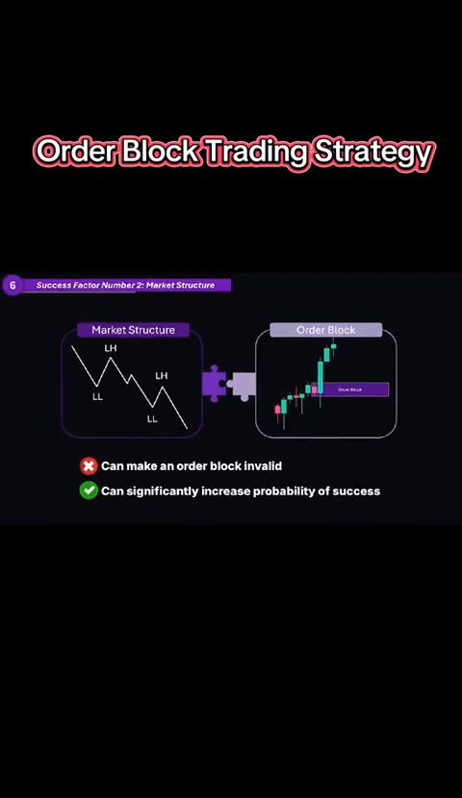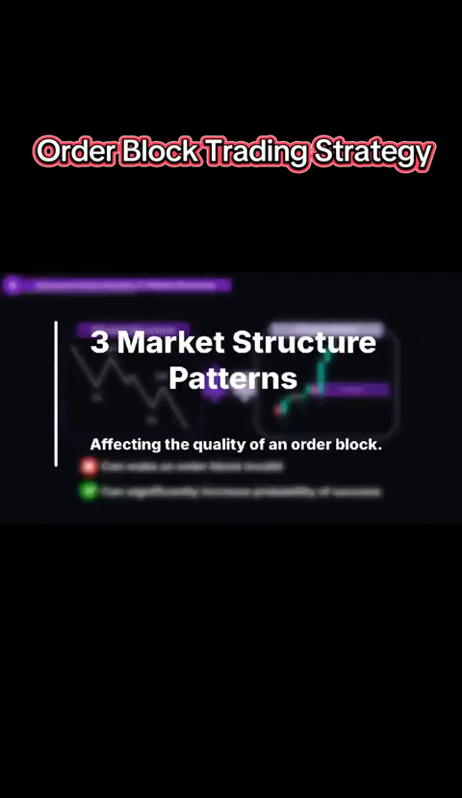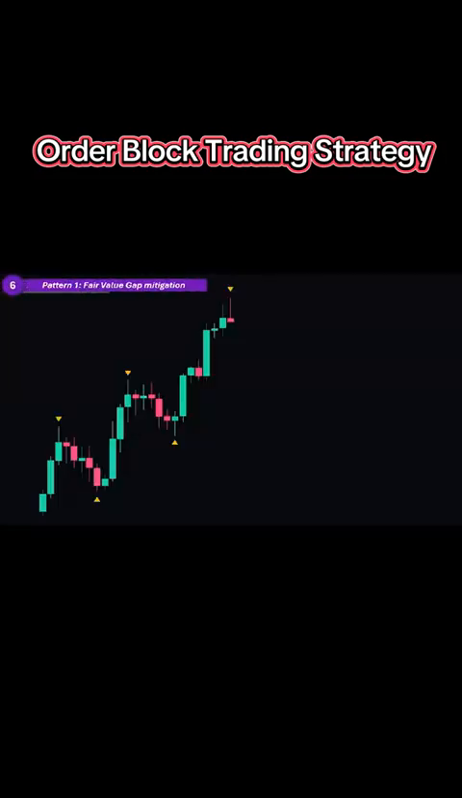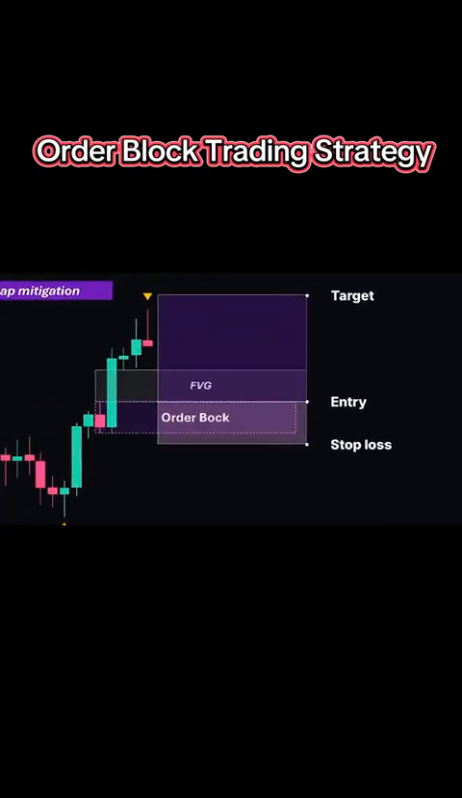In this part of the video, I'm going to show you 3 common market structure patterns that can affect the quality of an order block. Pattern number 1. Fair value gap mitigation. Here we have a valid order block that created an imbalance. Waiting for a pullback and setting up a long trade at this zone looks like a promising opportunity.